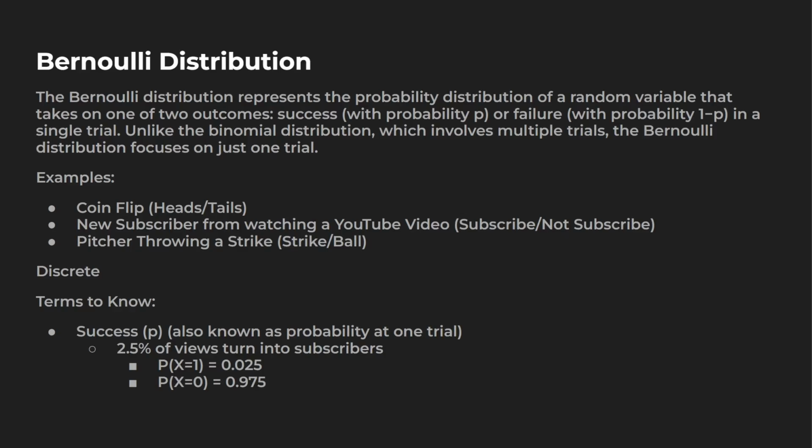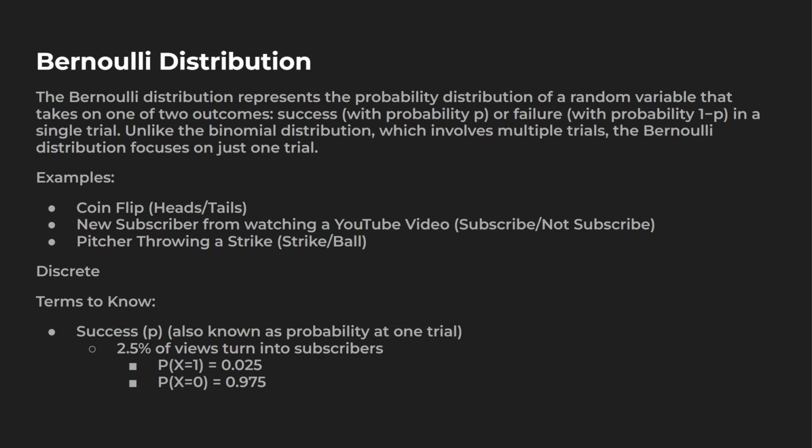All right, so today we're going to be taking a look at the Bernoulli distribution. The Bernoulli distribution represents the probability distribution of a random variable that takes on one of two outcomes. Success has a probability of P, or failure, which is a probability of 1 minus P in a single trial. Unlike the binomial distribution, which involves multiple trials, the Bernoulli distribution focuses on just one trial.